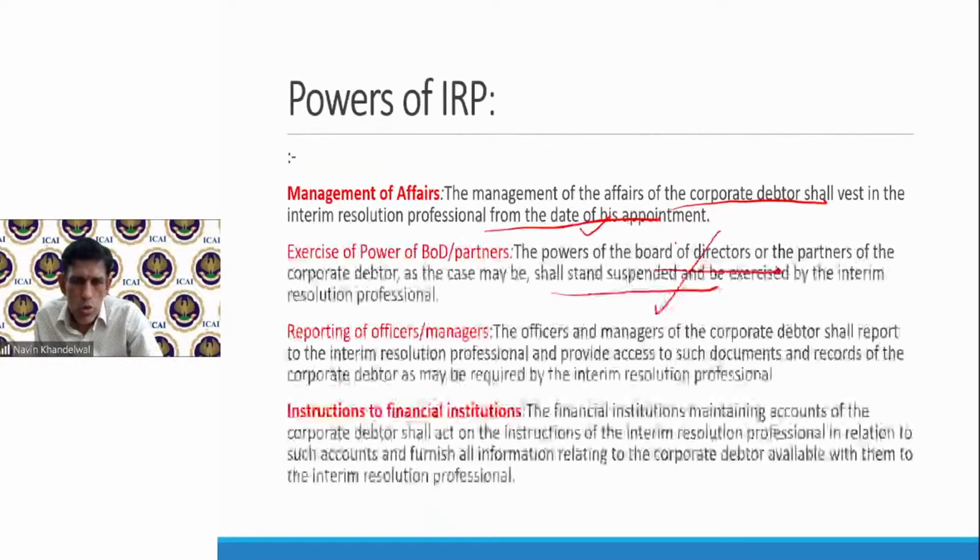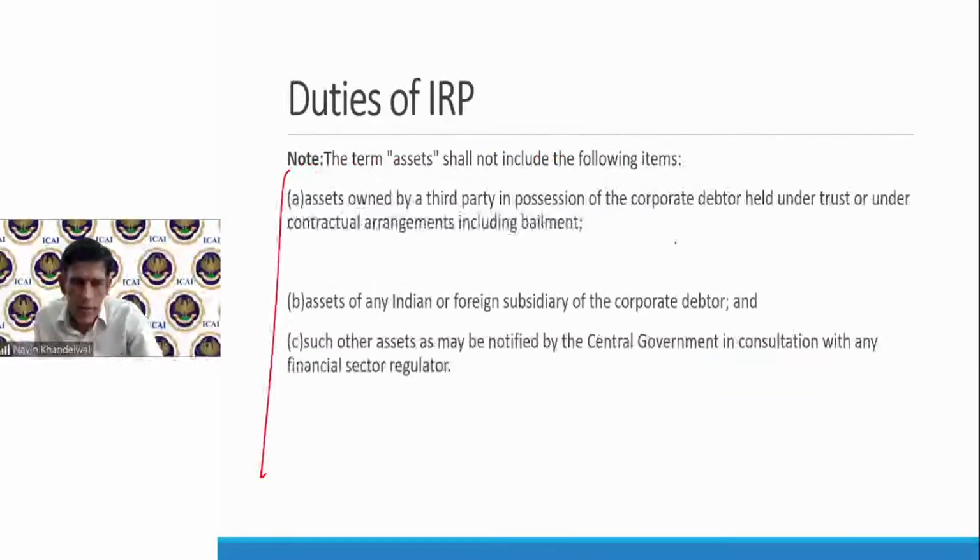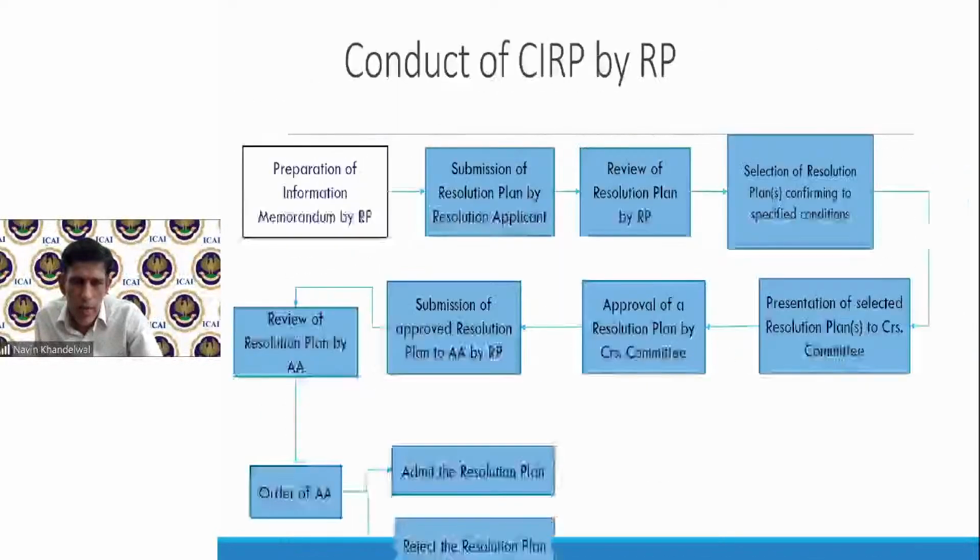So we have understood the role of the IRP, public announcement, the appointment of the IRP, the RP, and so on. So what is going to happen once the RP is appointed? The job of RP is what? We have seen the job of IRP. The job of the RP will be the same as IRP. He has to ensure the company runs as a going concern. He will continue to execute deeds, take over the assets, monitor the assets, and take custody of the assets, and so on.